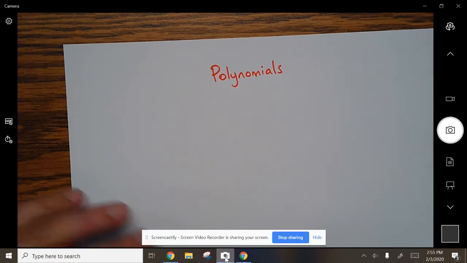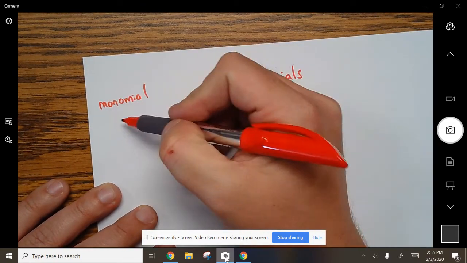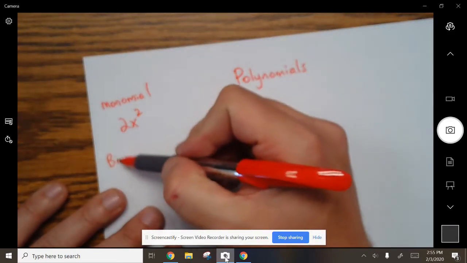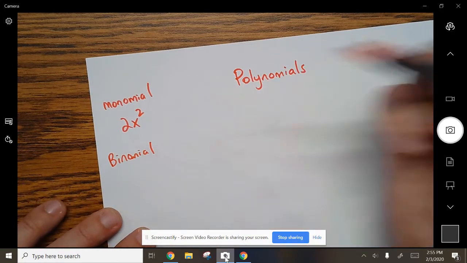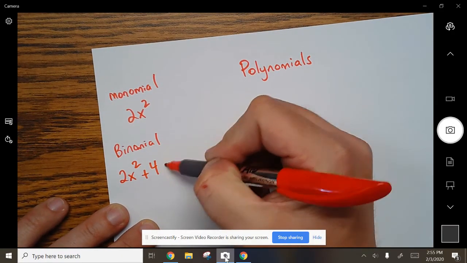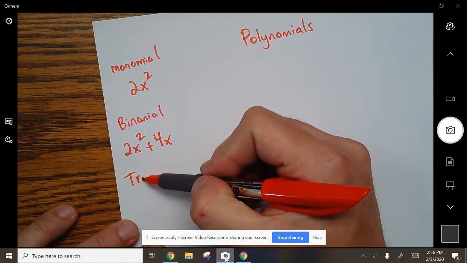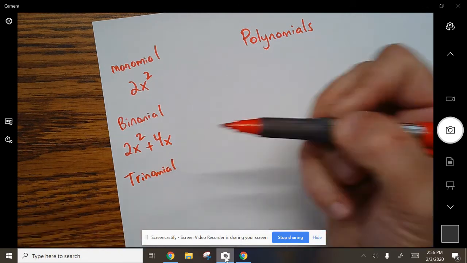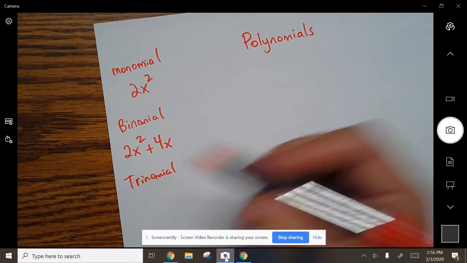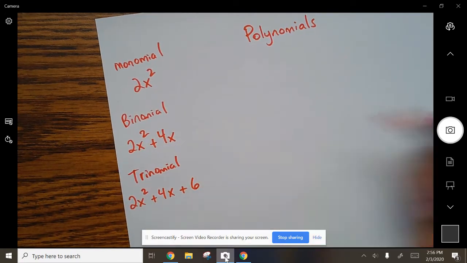So like a monomial, mono means one, right? So a monomial would be like 2x squared. That's like one term. A binomial is like 2x squared plus 4x. There's two separate terms there. And then a trinomial, we talked about that even today in class. We're factoring them now. And a trinomial would be like 2x squared plus 4x plus 6.